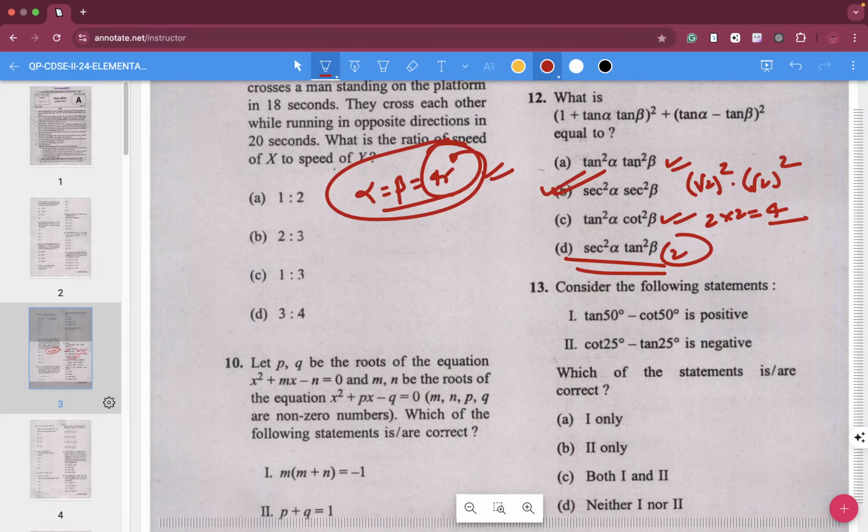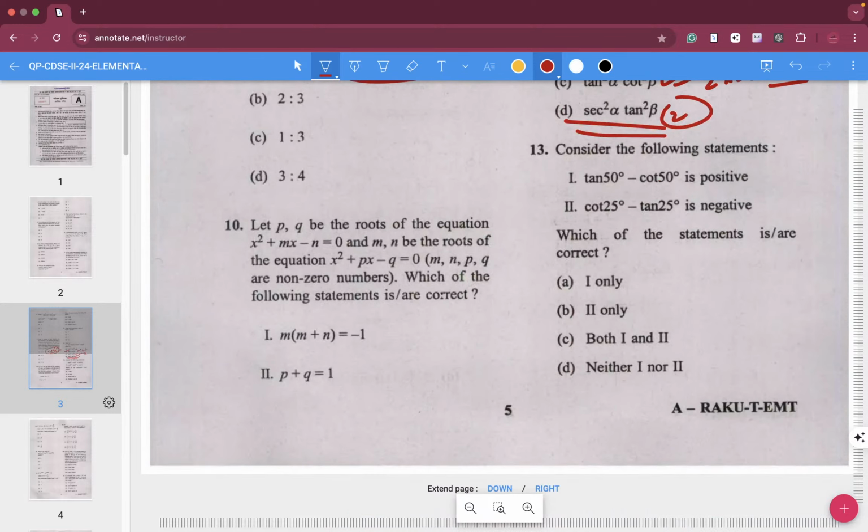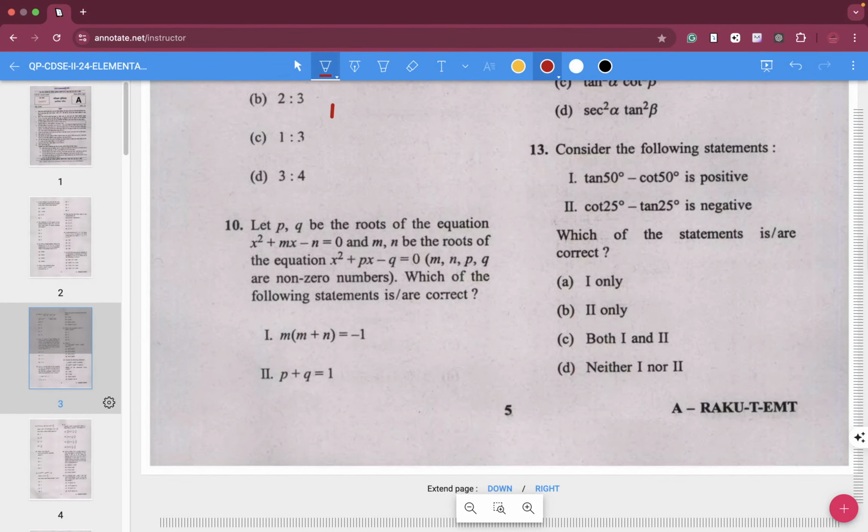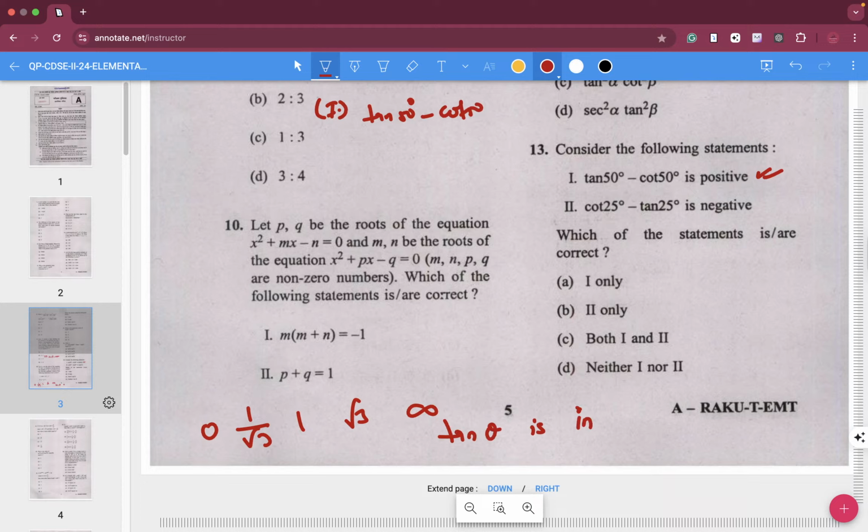Okay, now let's move on to the next one. Consider the following statement. The first statement says, question number 13, tan 50 minus cot 50 is positive, is what they are saying. If I want to write about it, tan 0 is 0, tan 30 is 1 by root 3, tan 45 is 1, tan 60 is root 3, and tan 90 is infinity. So what does it mean? That tan theta is an increasing function. This is what we can understand from here.